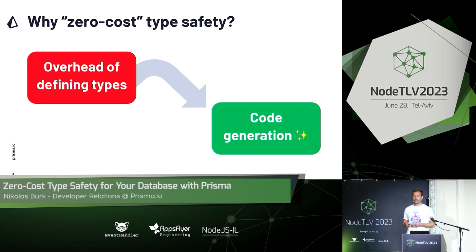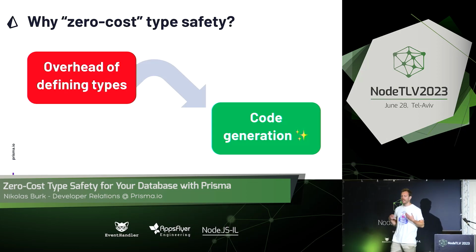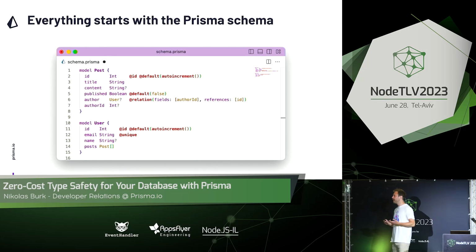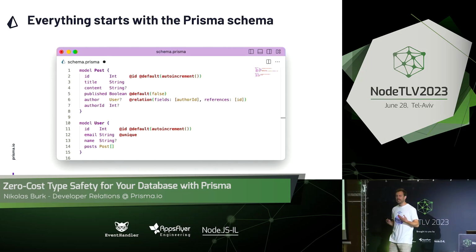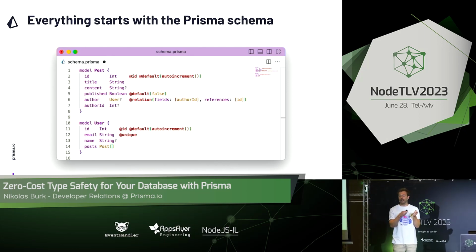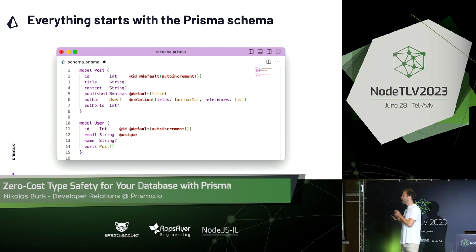And Prisma solves this using code generation. The way it does this is that everything with Prisma always starts with this Prisma schema. The Prisma schema is a way to define your data model that will, on the one hand, be mapped to your database, and on the other hand, will also lead to TypeScript types in your application layer.